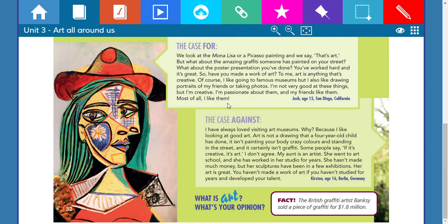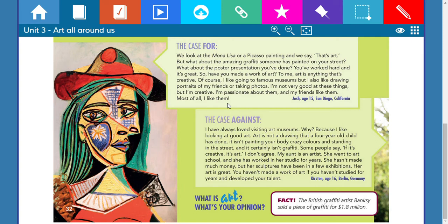No, you need to have art exhibitions, and you need to maybe sell your piece of art. No, in the case for says art is everything you do with creativity. So you are going to tell me the case for and the case against and give your point of view.